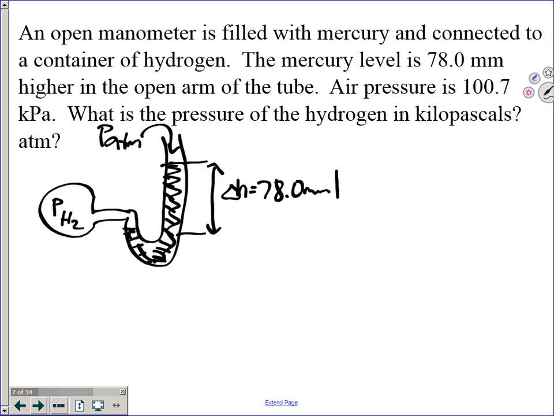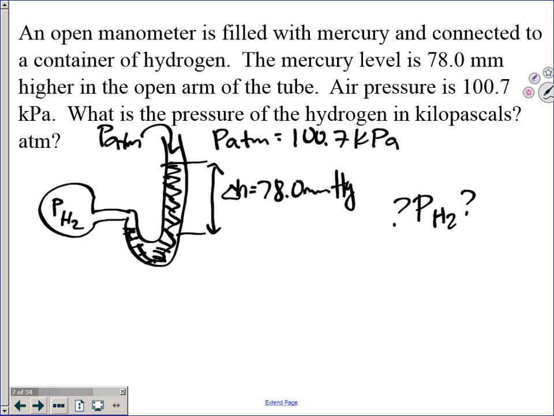78.0 millimeters of mercury. The air pressure, so when it speaks of air pressure, what is it referring to? P of atmosphere, not P of hydrogen gas. So P of atmosphere is 100.7 kPa. What is the pressure of the hydrogen gas in kilopascals and then separately in atmospheres? Go.